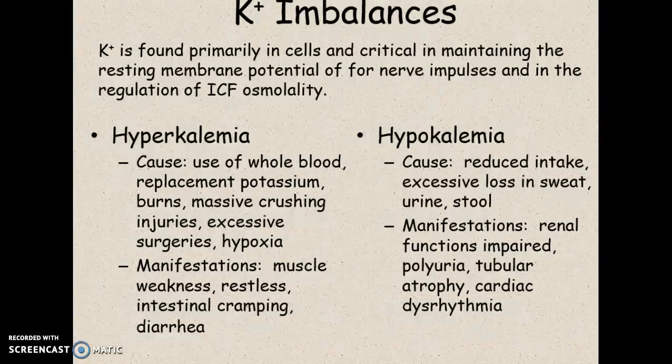All right, potassium. Potassium is found primarily in cells, and it's critical in maintaining the resting membrane potential for nerve impulses. All right, so critical for nerve impulses and intracellular fluid osmolality. It's the primary intracellular electrolyte. So the kidneys are important in maintaining potassium levels. If you recall the renin-angiotensin-aldosterone description, that's going to lead to the kidneys dumping potassium while trying to hold on to sodium.